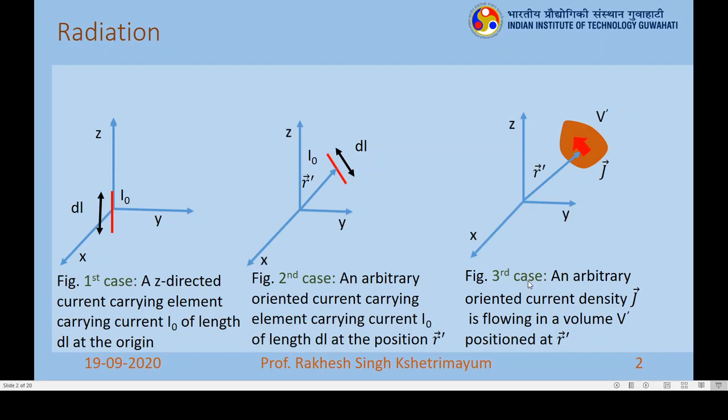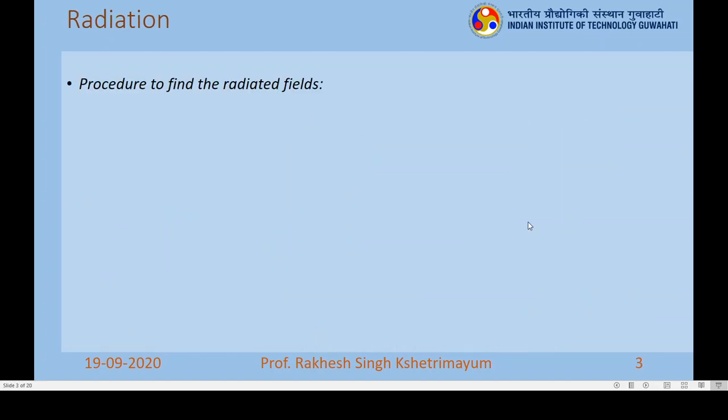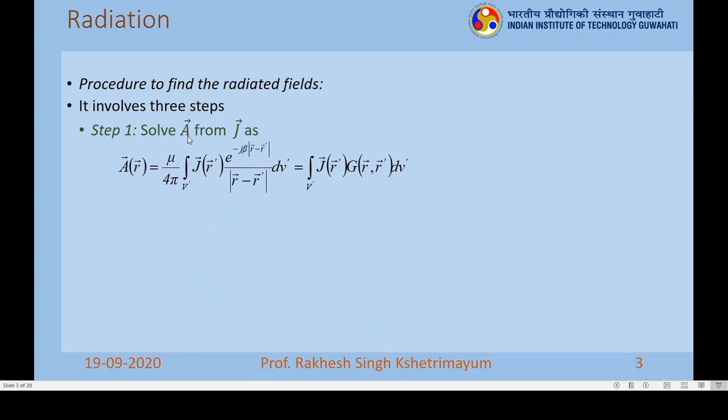So in this class we are trying to find the fields radiated by the current density J located at r_s from the origin. The procedure for finding the radiated fields boils down to just three steps. The first step is to find the fields from the potential. I will find the magnetic vector potential from the current density. How do I find it? I just take the convolution of the current density with the Green's function for free space.